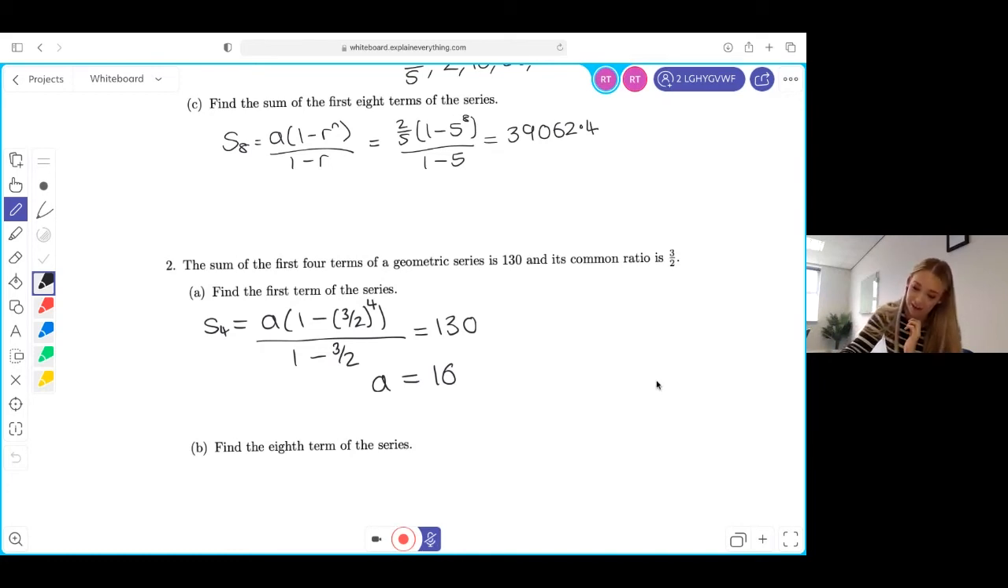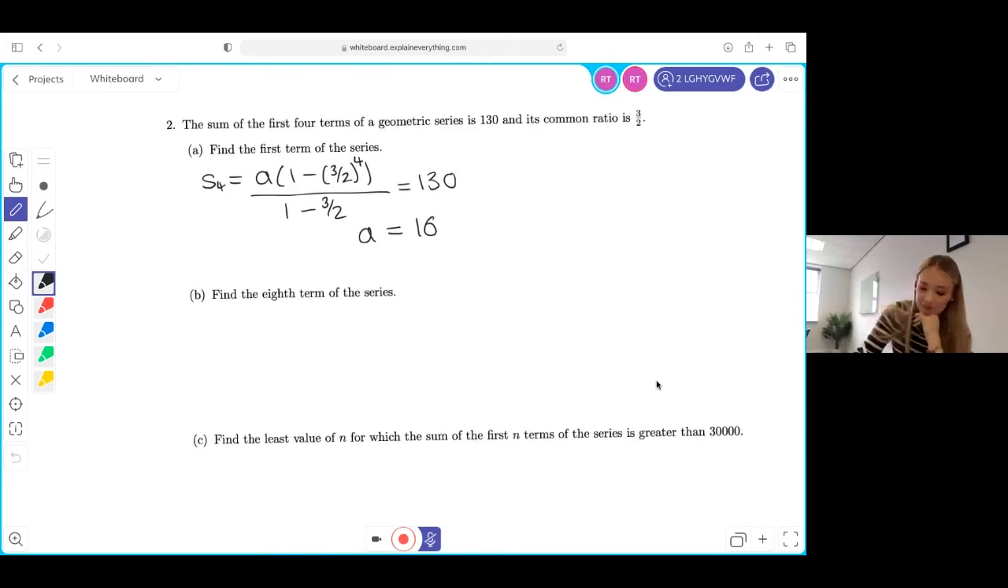The next part that we have is to just find the 8th term of the series. So our 8th term in terms of A and R would just be A times R to the 7. So we've just got 16 times R, which was 3 over 2, and we'll raise that to the power of 7. So that's a nice calculation, which gives around 273.